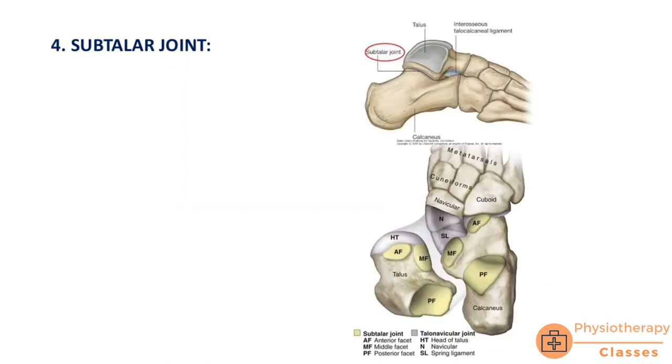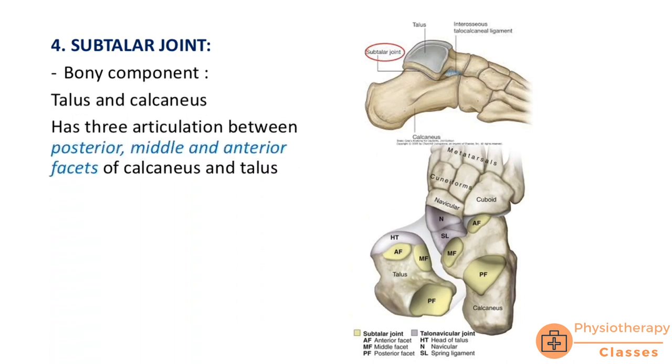Now coming to the subtalar joint. The subtalar joint, as we already know, is formed between the talus and the calcaneum. The calcaneum has three facets superiorly: anterior, middle and posterior facets. Similarly, the talus has three facets inferiorly: anterior, middle and posterior facets. These articulate with each other: the anterior facet of the talus with the anterior facet of the calcaneum, the middle with the middle, and the posterior with the posterior. This forms the subtalar joint.